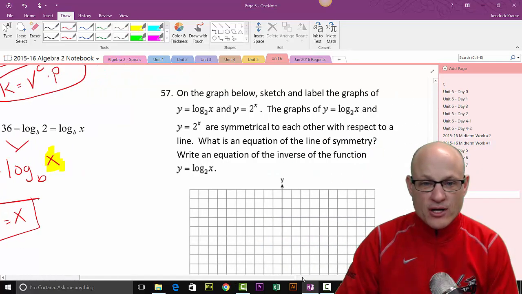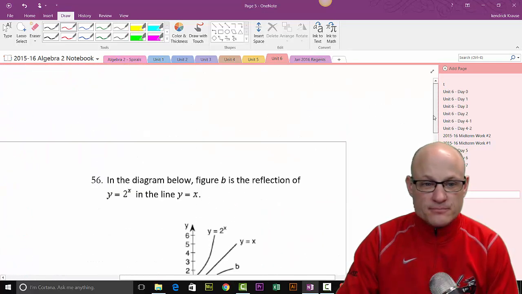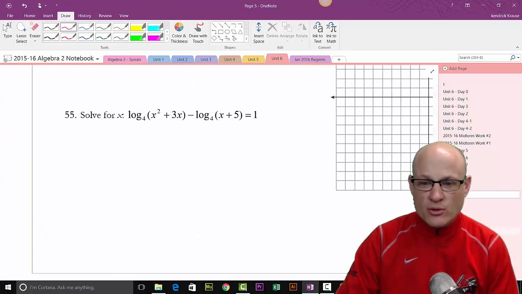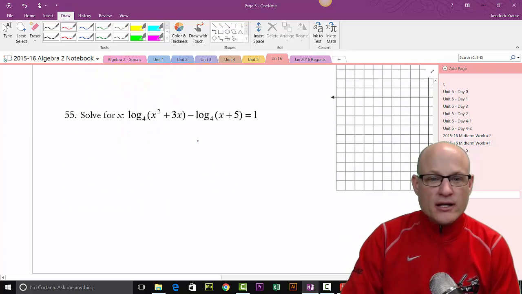All right, kids, we're on problem, I don't even know now. Oh, 50. Oh, wait, did I finish this page? I don't think I finished this page. Did I finish this page? Nope. At least one more over here. Oh, one more. All right.